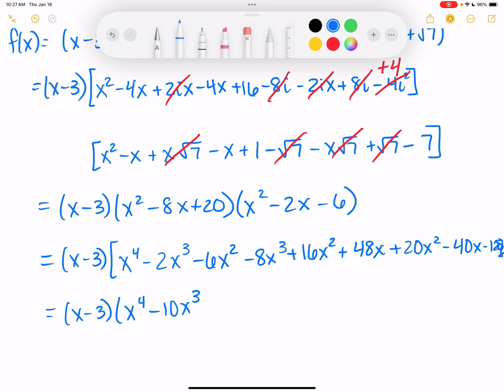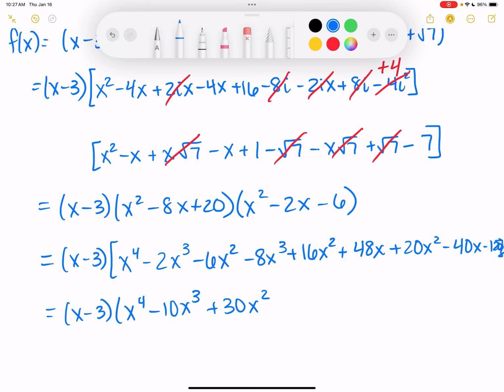Ryan, did you just say plus 30? Yes. Where did we get 30? Oh, I see: negative 6, then you take off the 16, and you add 10 to 20. I forgot the one. Then I've got 48 and negative 40, so that's 8.